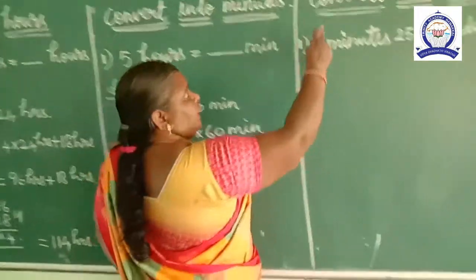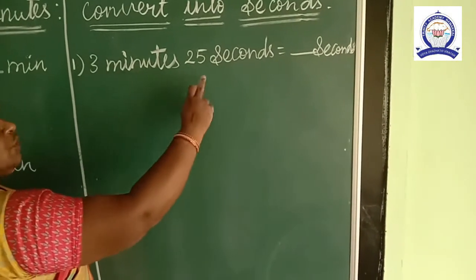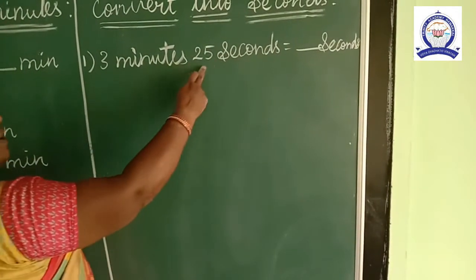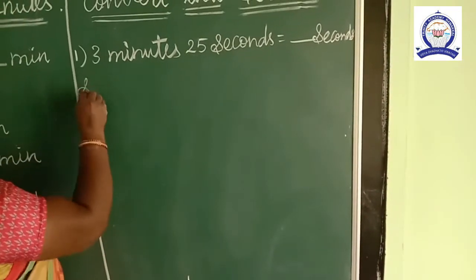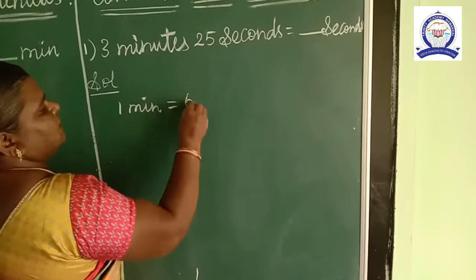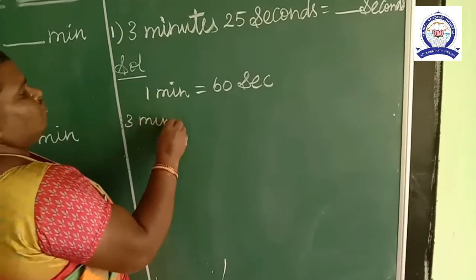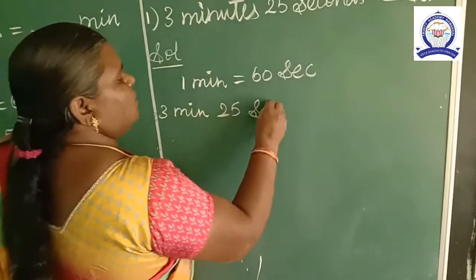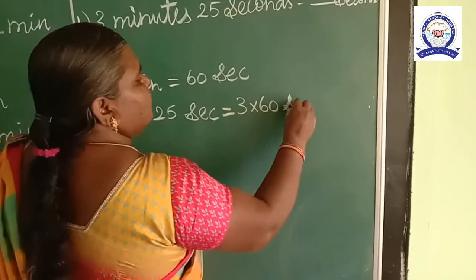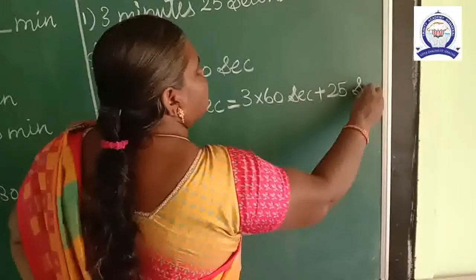See the next sum. Convert into seconds. What is the given sum? 3 minutes 25 seconds equal to dash seconds. 1 minute equal to 60 seconds. 3 minutes 25 seconds equal to 3 into 60 seconds plus 25 seconds.